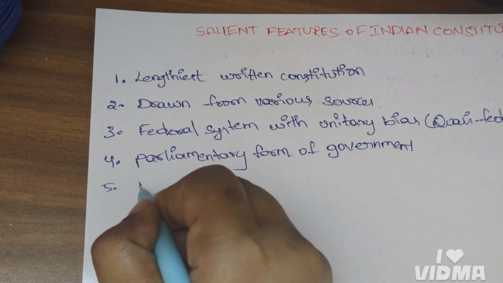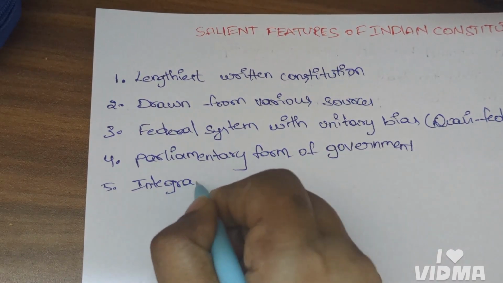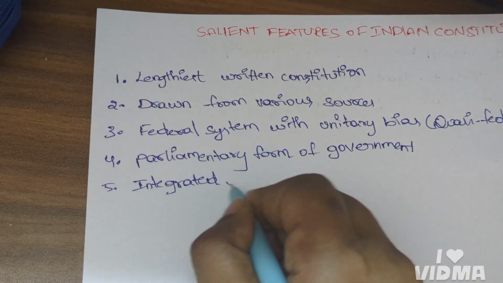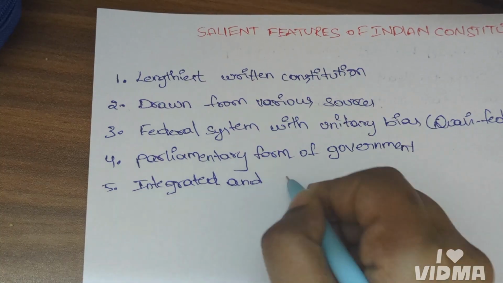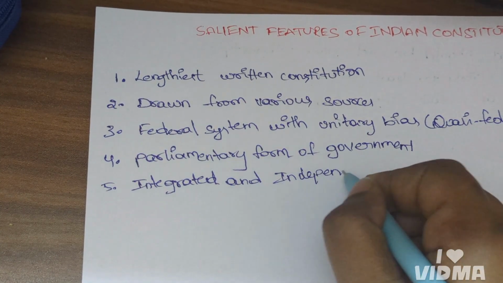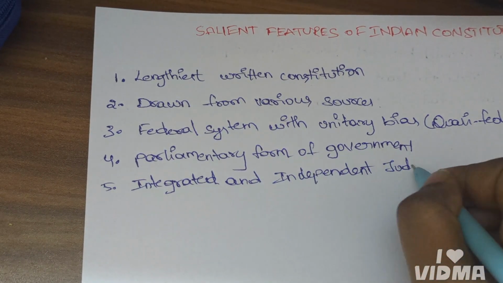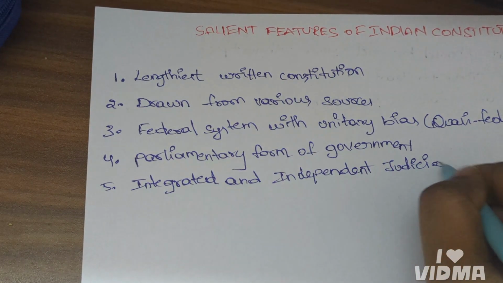Next is an integrated and independent judiciary. India has a single integrated judicial system. At the top, the Supreme Court, then the High Courts, and then subordinate courts. The judiciary is independent. Judges have security of tenure. Removal is difficult, and salary also cannot be reduced. The judiciary can strike down unconstitutional laws. This is called judicial review.